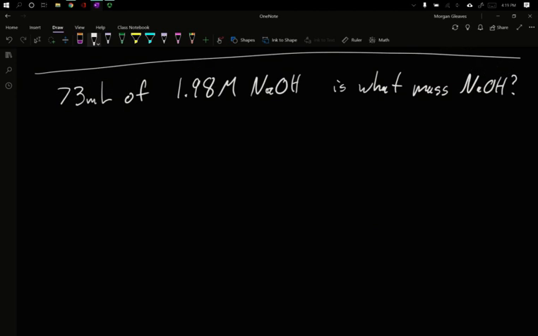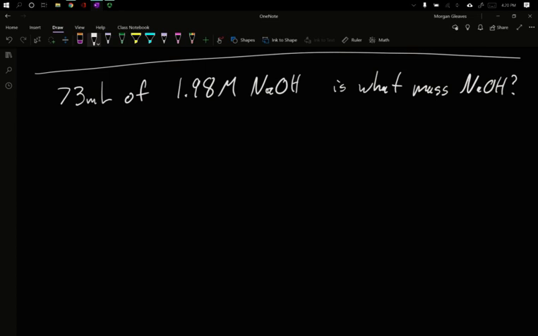In this problem, we have 73 milliliters of a bottle poured out. That bottle is 1.98 molar sodium hydroxide. So if I'd poured a full liter out, I'd have 1.98 moles. I poured substantially less. But if I had half the volume, I'd have half the moles. If I had a quarter of the volume, I'd have a quarter of the moles. In this case, whatever fraction of 1 liter 73 milliliters is, I'll have that same fraction of moles.